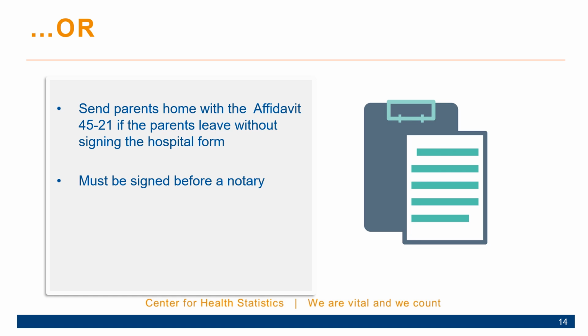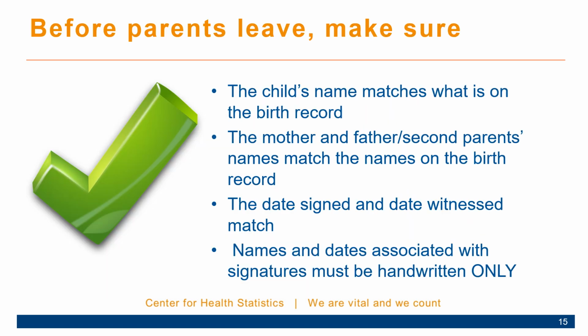Send the parents home with the affidavit 45-21 if they leave the hospital or birthing facility without signing the form. Remember, this form is to be used if they are discharged even before the 5-day time limit if they have not signed the hospital AOP. They will need to fill out this affidavit and have their signatures witnessed by a notary.